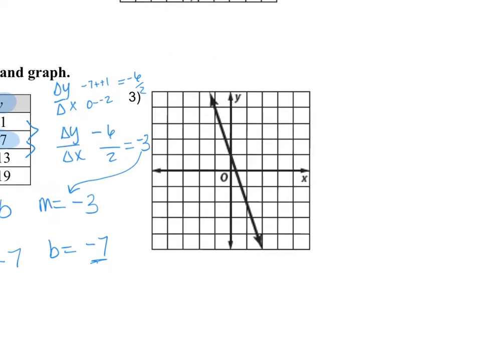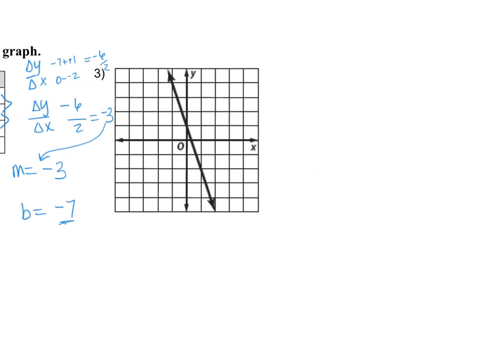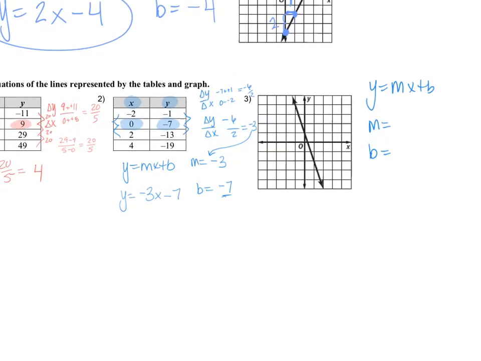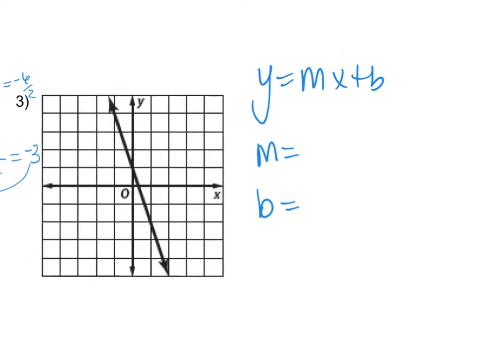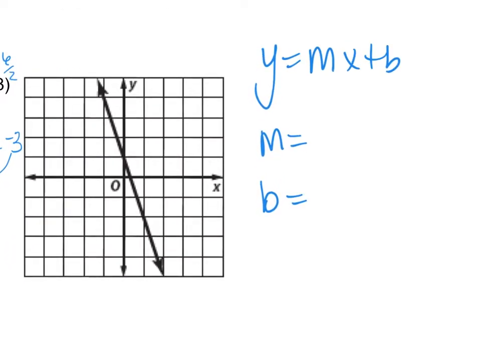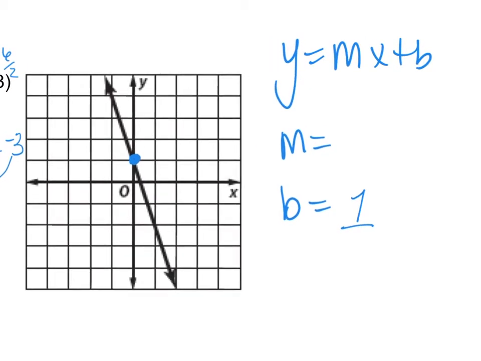Okay, last one. If we're given a graph, we're going to do the same thing. We want y equals mx plus b. We want to find our m, and we want to find our b, so we can plug those in. The last one was negative 3x minus 7. So when they give you a graph, remember the easiest thing to find first is your y-intercept. So where does your line cross the y-axis? At 1. So bam, I've already got my b. Done. Positive 1.